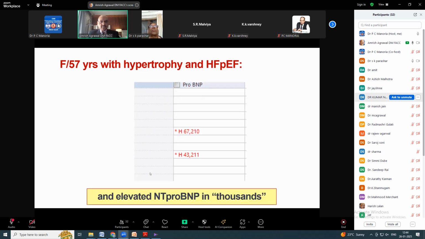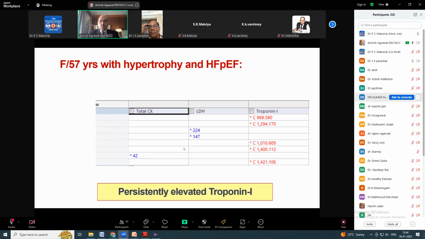Then we did a workup for her. We found proBNP measured multiple times in the hospital visits. Her proBNP is elevated, and you can see the elevation of proBNP is in the range of 1,000. Not only that, the troponins in the emergency department have been elevated in the range of 900 to 1400. So there's a persistently elevated troponin.